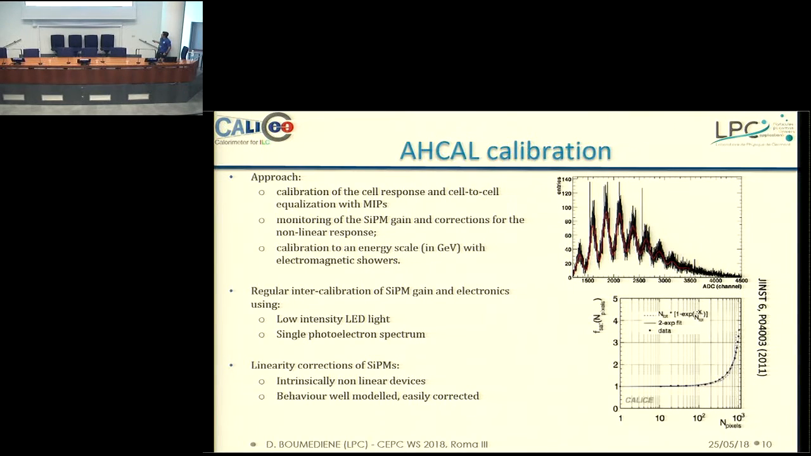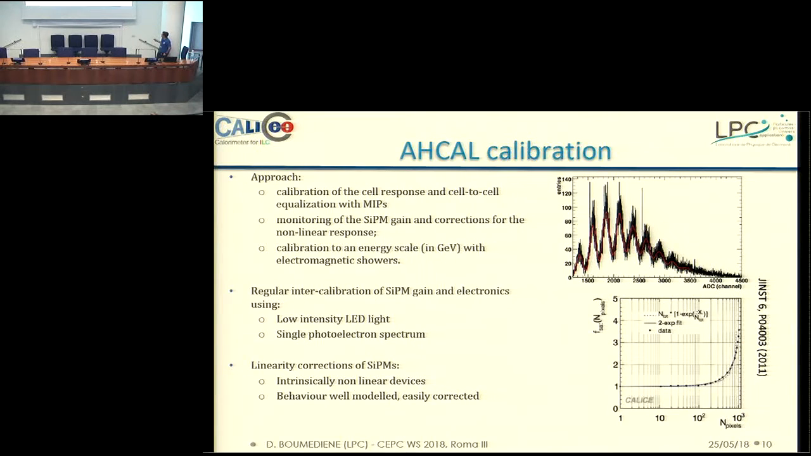Using LED light, the calibration of the silicon photomultipliers is performed. You see here the response corresponding to the various number of photoelectrons. And concerning the linearity, this device is intrinsically nonlinear due to the limited number of pixels and also to the relaxation time between 20 nanoseconds and 1 microsecond. But this nonlinearity is understood and can be well modeled and measured, which means that it can be corrected.